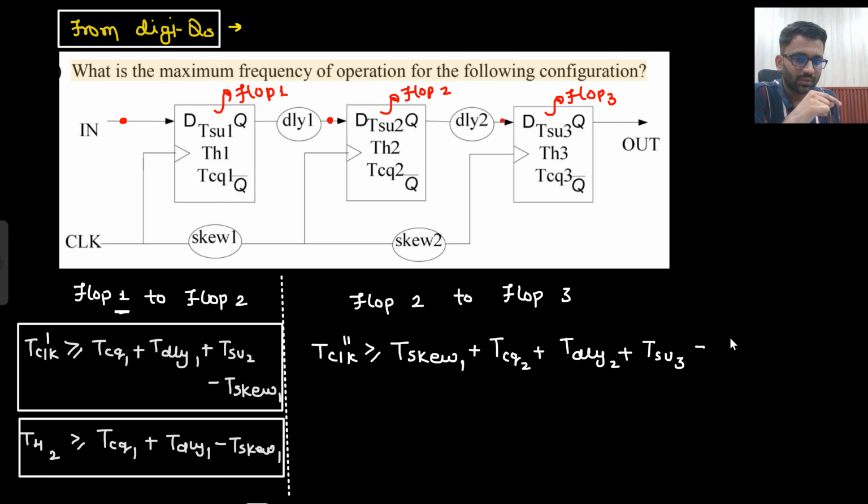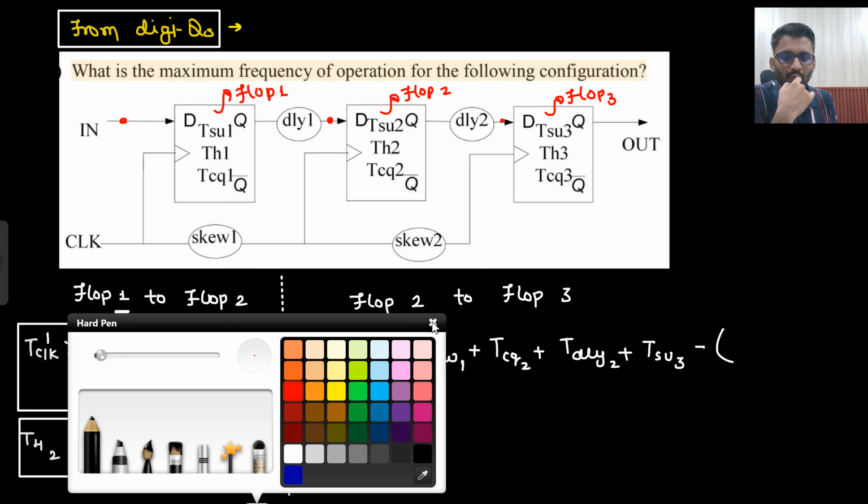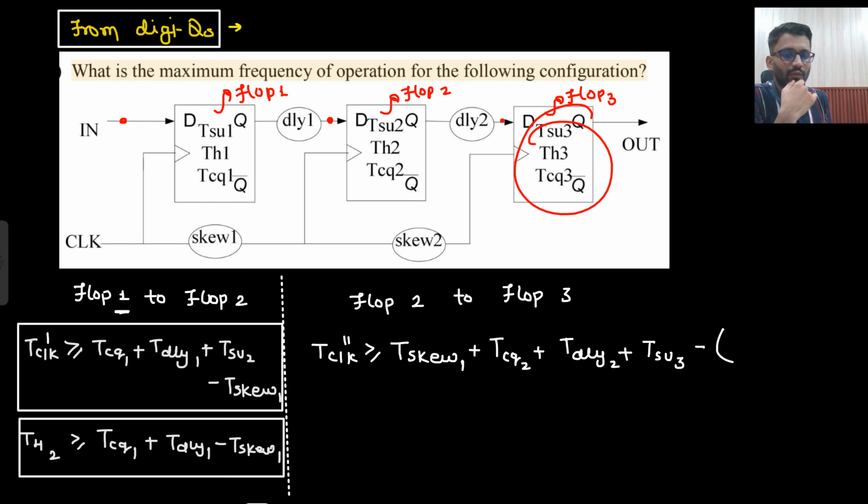Now my input is stable, so I will ask for setup time now. Now I need to subtract the skew of this flip-flop, right? What is the skew of this flip-flop? There is no skew of the flip-flop actually, there is a skew of the clock. So this flip-flop is fed with this clock. And what is the skew of this clock? Skew 3, sorry, skew 2. No, this clock is having skew 1 plus skew 2.